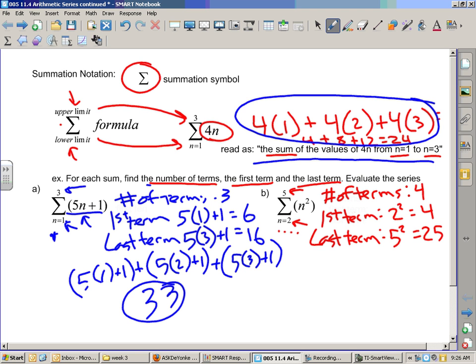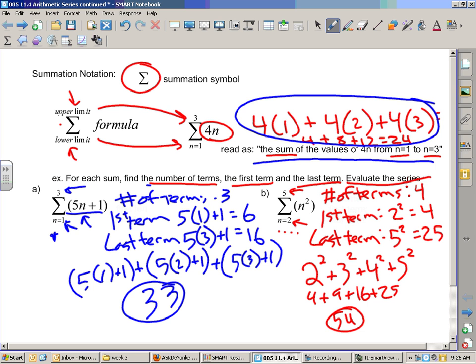Now it says to evaluate the series. So starting with 2 and plugging in for n. So we would have 2 squared plus 3 squared plus 4 squared plus 5 squared. Each of those 4 terms ends up getting squared, which gives us 4 plus 9 plus 16 plus 25, which gives us 54. That is how you evaluate the series.